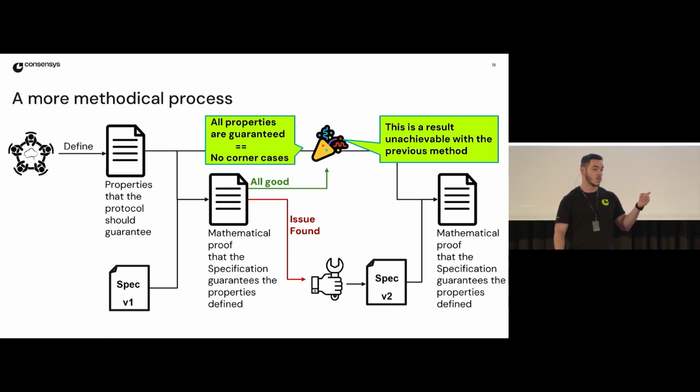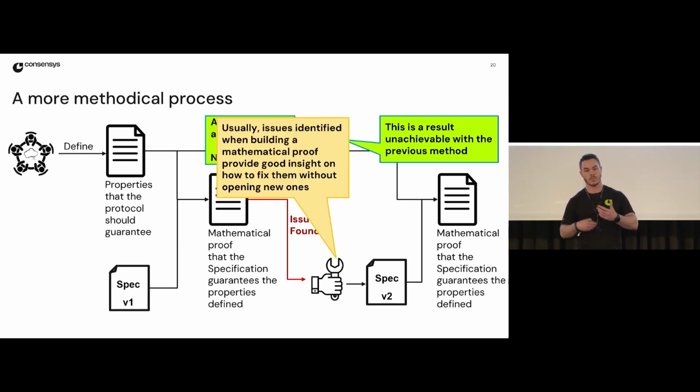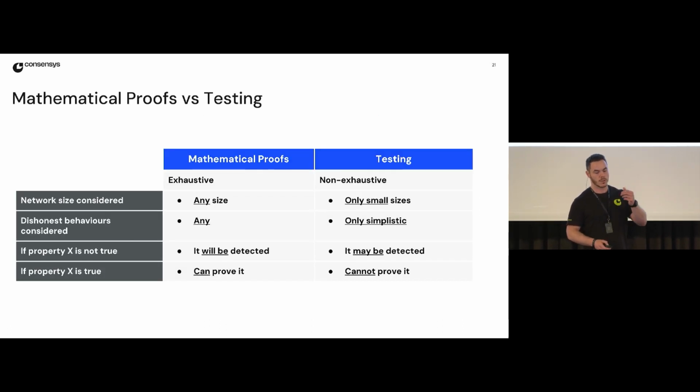First, with the approach that we had before, we could never end up in a situation where we could say that a property is guaranteed by the spec, with no corner cases with respect to that property. And also, when you build a mathematical proof and you find an issue, you get a lot of information that you can feed into the fix. So it's quite likely that your fix will then pass the following proof. So a bit more on this: the main difference between mathematical proof and testing is that mathematical proof can be exhaustive.